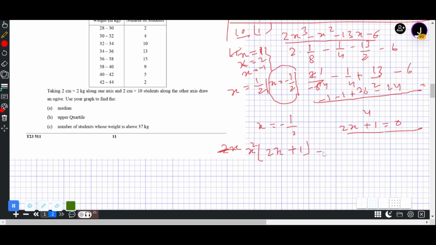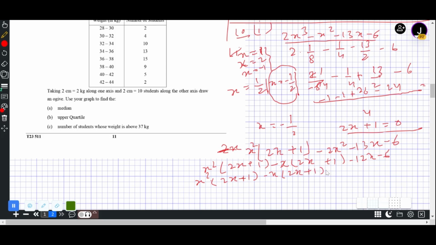Now we will do x square times 2x plus 1, minus x times 2x plus 1, that is minus x. Now here it is minus 13x, so what is left is minus 12x minus 6. So now we will do x square times 2x plus 1, minus x times 2x plus 1, minus 6, and we get 2x plus 1.